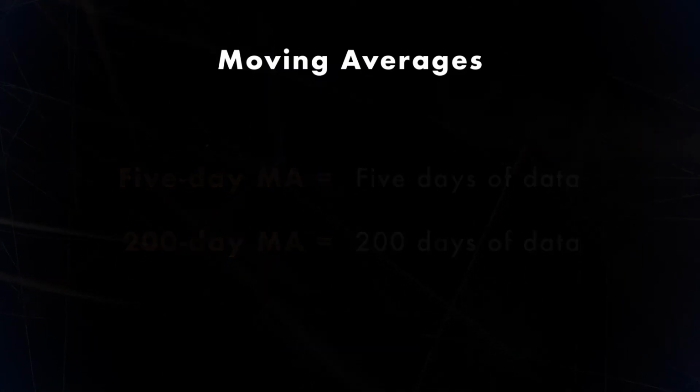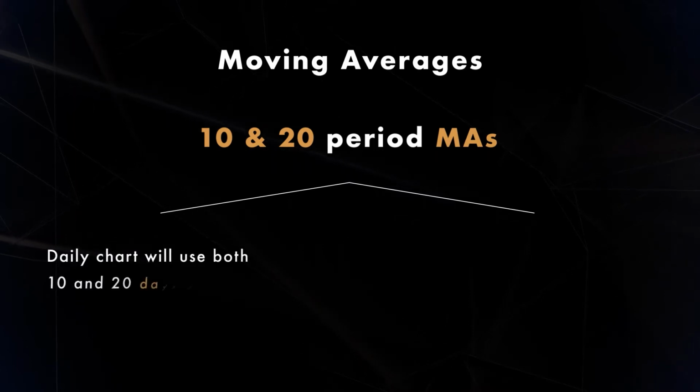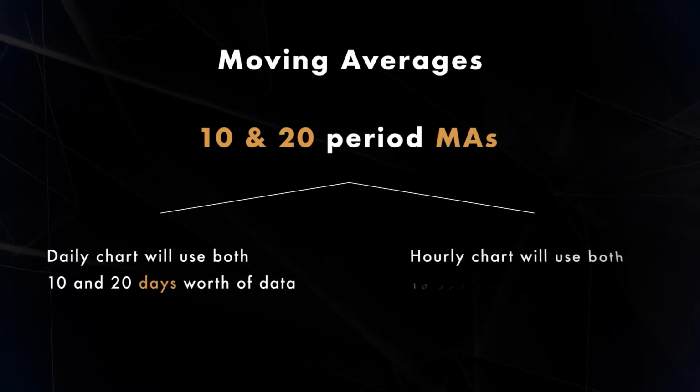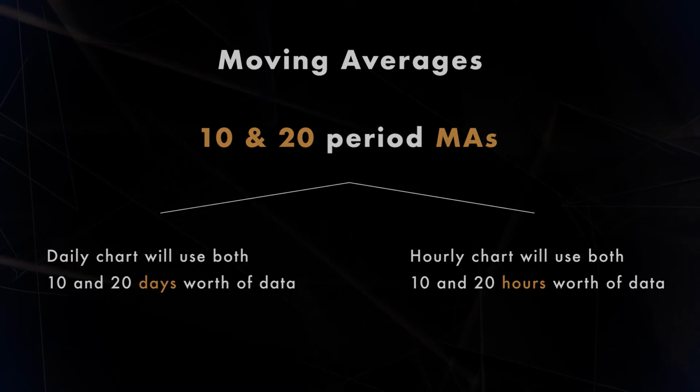Personally, I like to combine the 10 and 20 period moving averages. This means on the daily chart, it will use both 10 and 20 days worth of data, while on an hourly chart, it will use 10 and 20 hours worth of data.